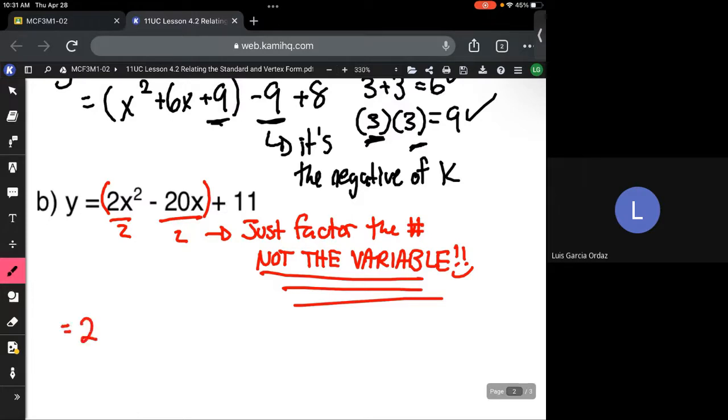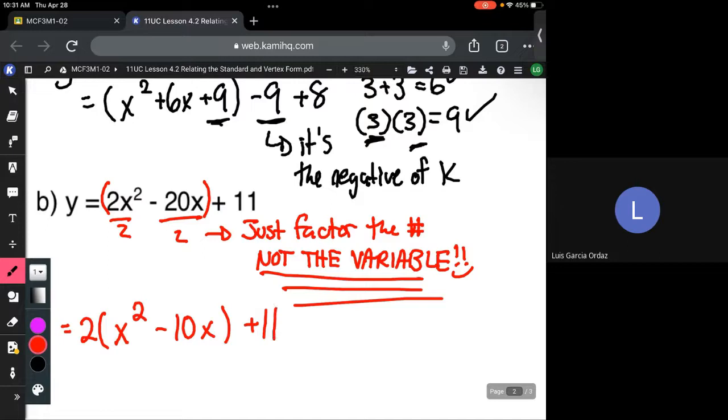So what is left in that bracket if we factor out a 2? Olivia? x squared minus 10x. So now we can do what we did before. Why did we factor out 2? Because we always want x squared to have nothing in front of it. Makes your life easier.